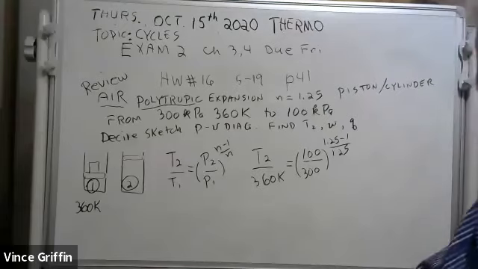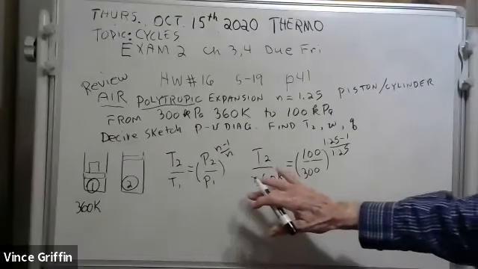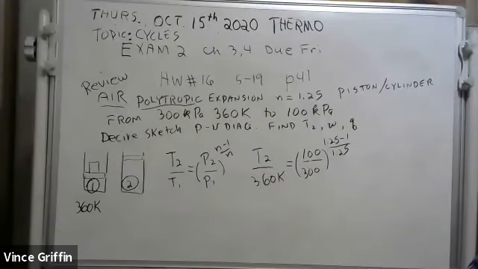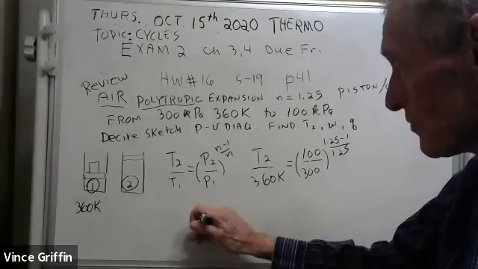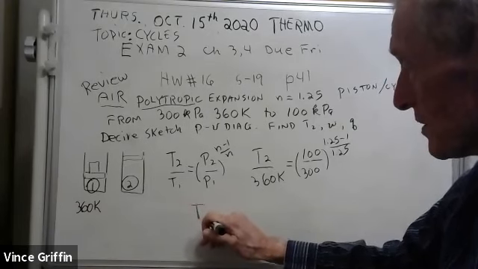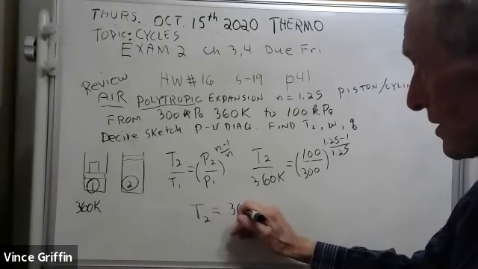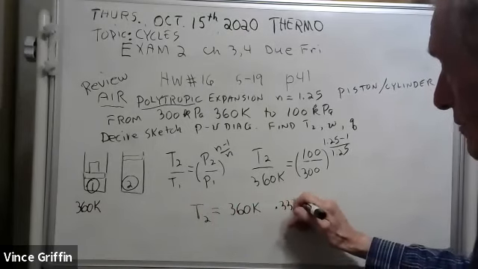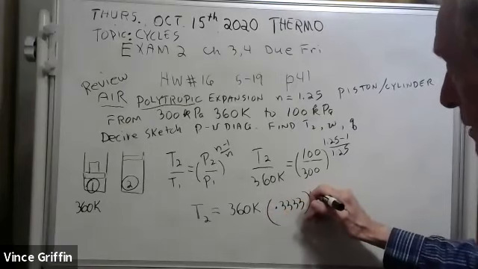Oh yeah, I got 1.4 this time. I don't know exactly what I'm doing. What problem are we doing? Homework 16. We've got an equation here, Reagan, and we're trying to solve for T2. If you want, I can write it out nice for you. T2 is going to equal 360 times 0.3333 to the 0.2.